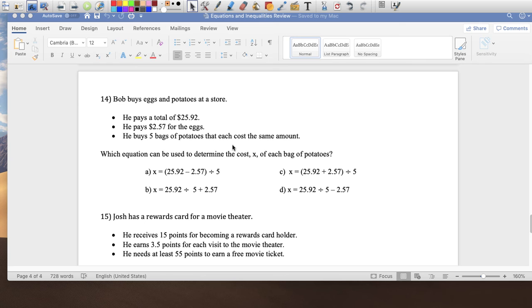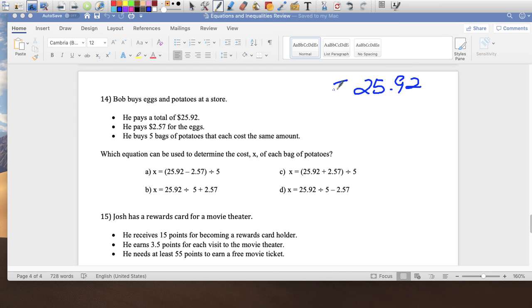14, multiple choice. So again, we're buying eggs and potatoes at a store. The total is $25.92. He pays $2.57 for the eggs. And you want to know, when you buy five bags of potatoes, how much does each potato bag cost? Now, notice that the multiple choice answers are not written in the way that we're writing it.